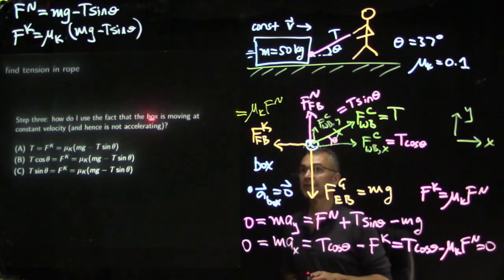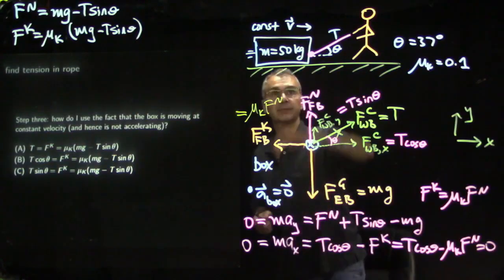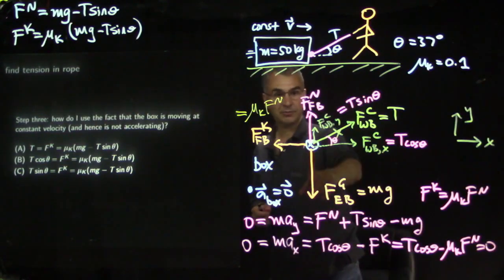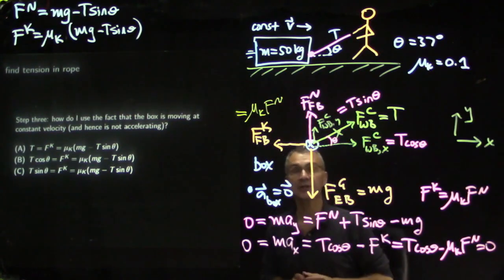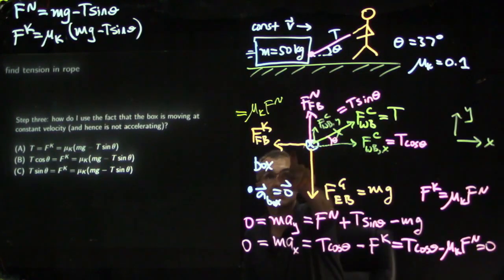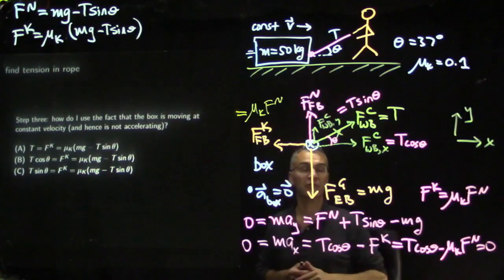Step 3, how do I use the fact that the box is moving at constant velocity and hence is not accelerating? We already used the fact that the box is not accelerating vertically to balance the gravitational force with the combination of the normal force and the vertical component of the tension. But now we can use the fact that the forces balance horizontally, there's 0 acceleration horizontally, to say that this kinetic friction force has to balance the horizontal component of the tension.